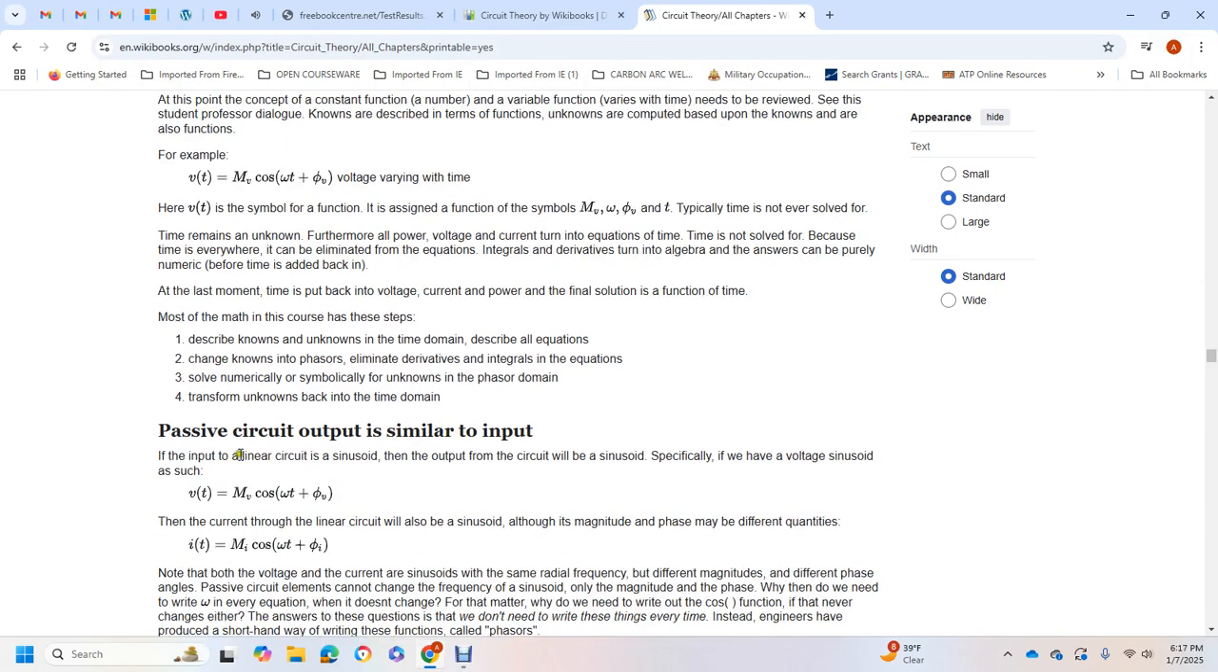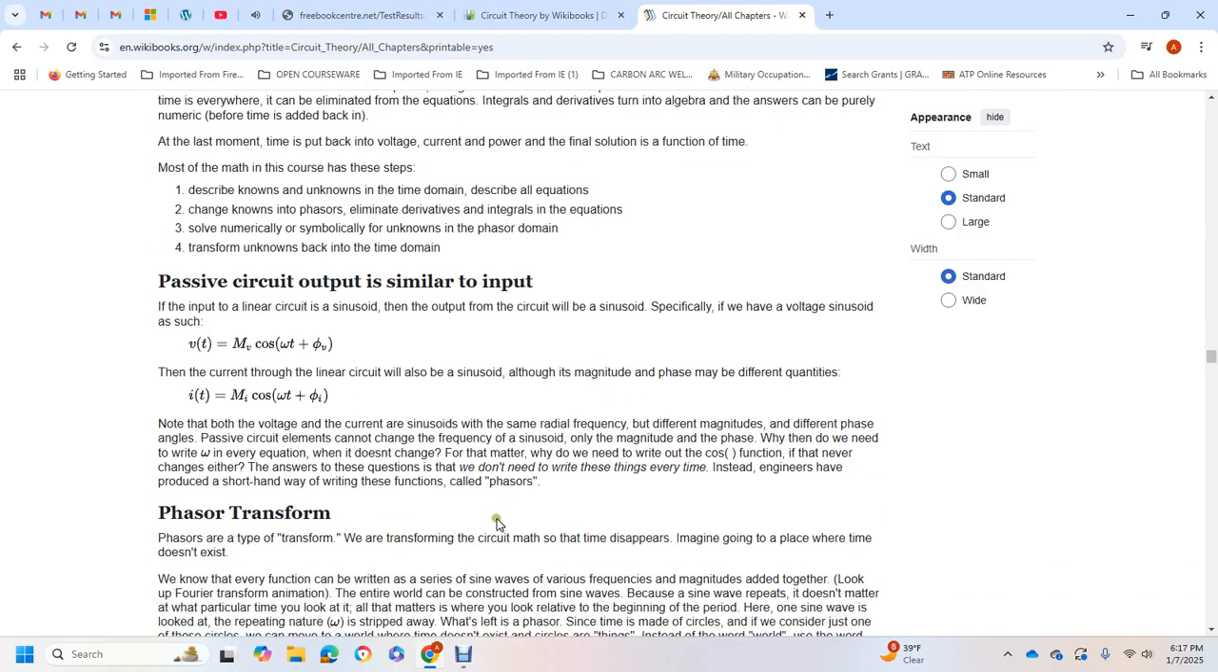Passive circuit output is similar to input. In a linear circuit with a sinusoidal input, the output will be sinusoidal, specifically the voltage is sinusoidal, such as the current through the linear circuit, with different magnitude and phase of the different quantities. Know that both the voltage and the current sinusoids have the same radian frequency, with different magnitude and a different phase angle. Passive circuit elements cannot change the frequency of the sinusoid, only the magnitude and phase.